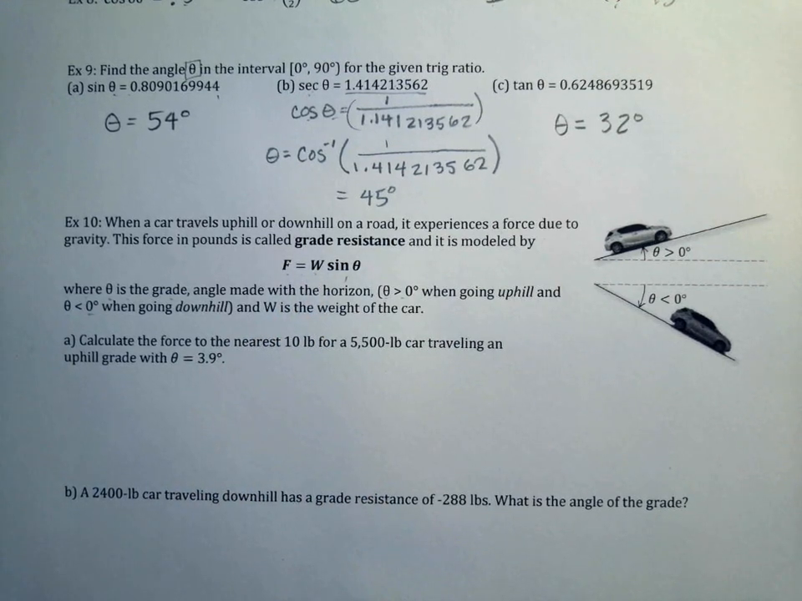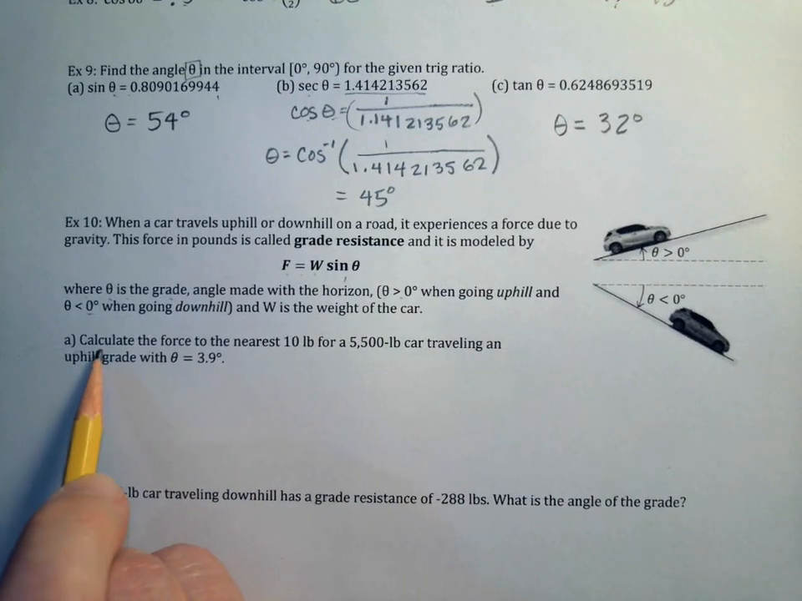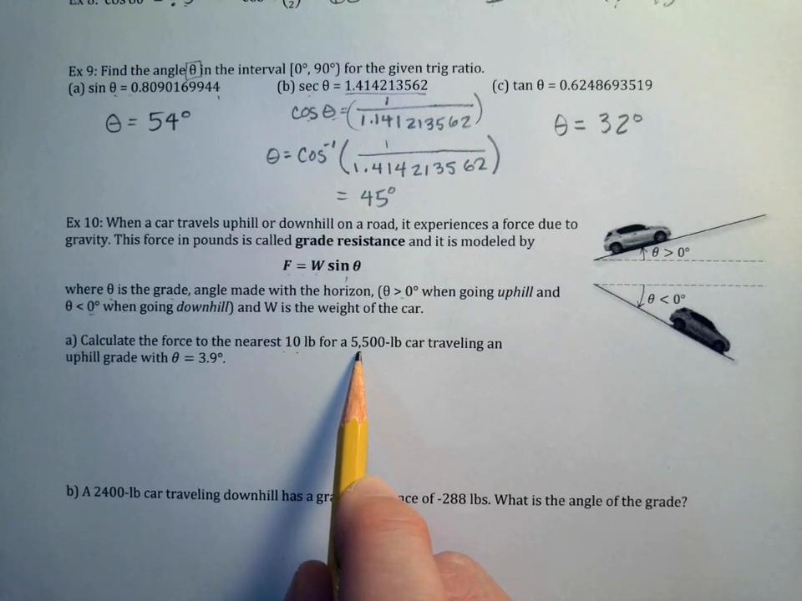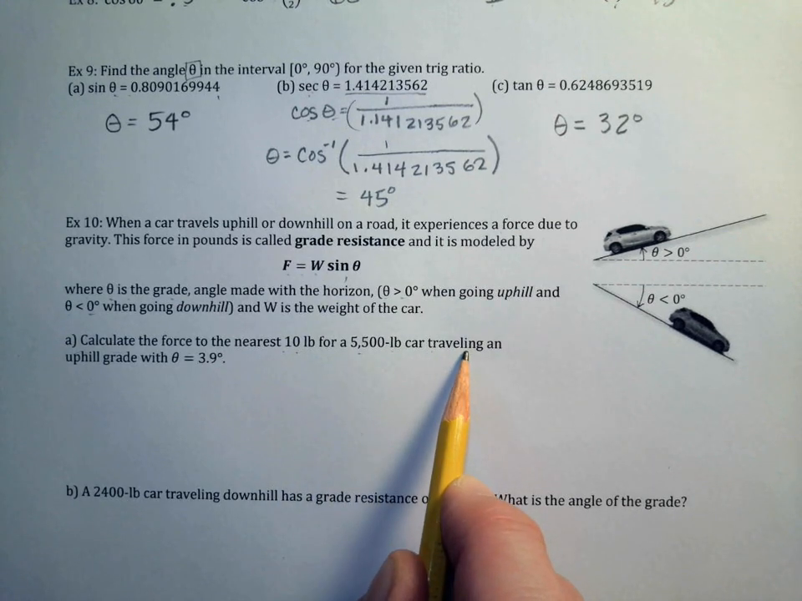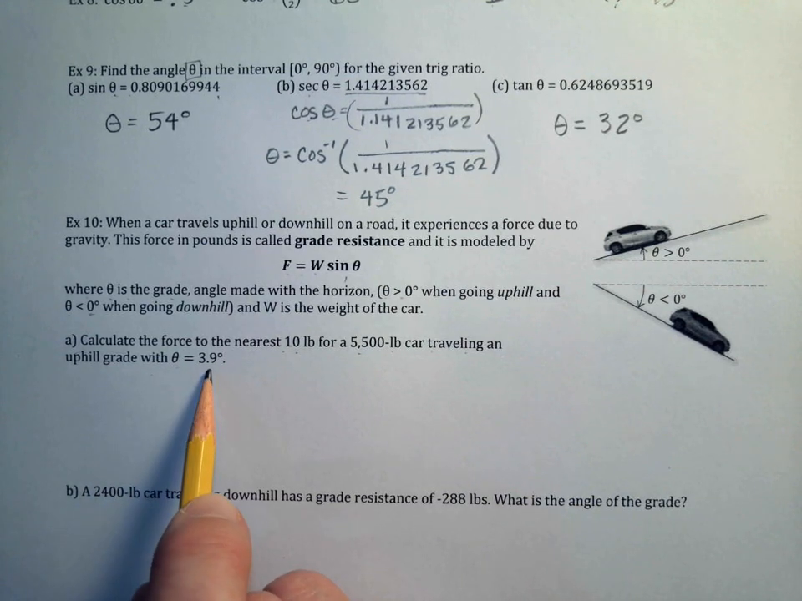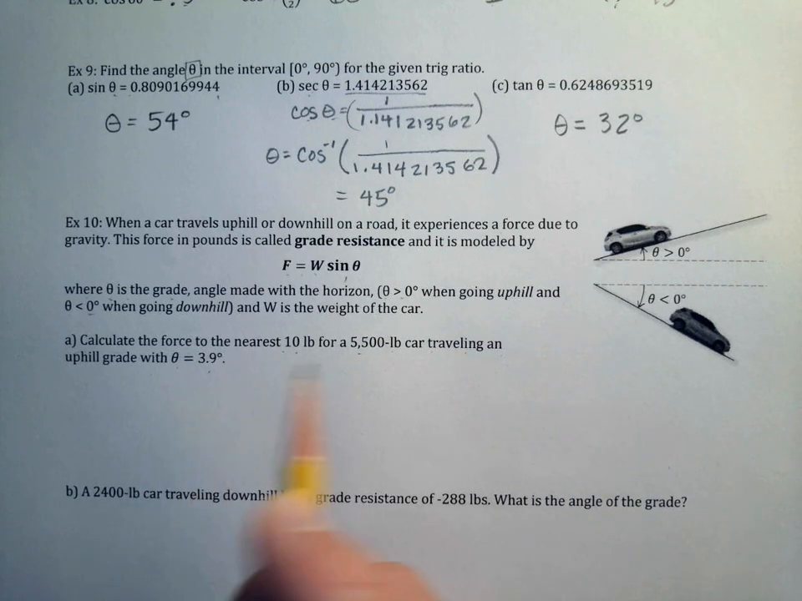All right, so calculate the force to the nearest 10 pounds for a 5,500 pound car traveling an uphill grade with theta equal to 3.9 degrees. So pause the video and just plug that in and see how you do.